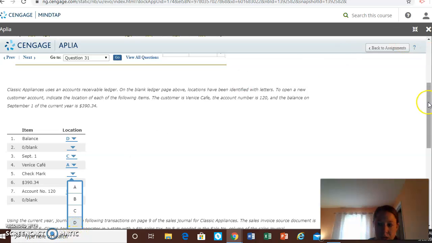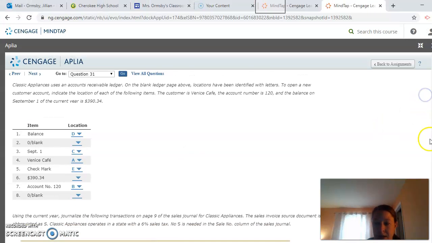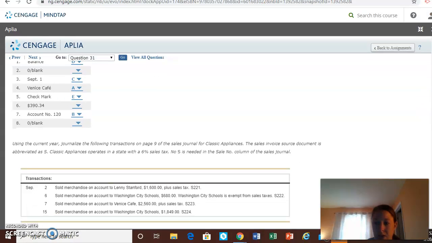If I can scroll down here. Next, sorry, still getting used to this software.